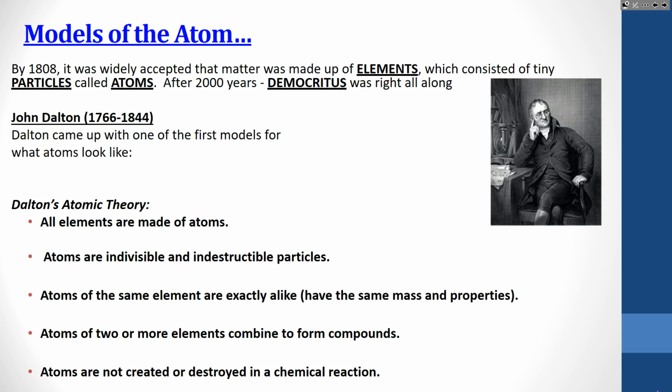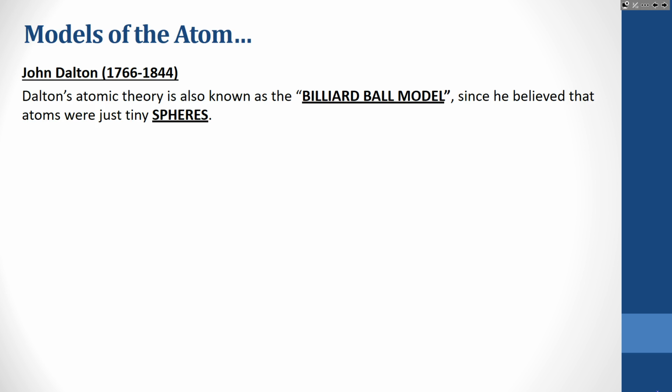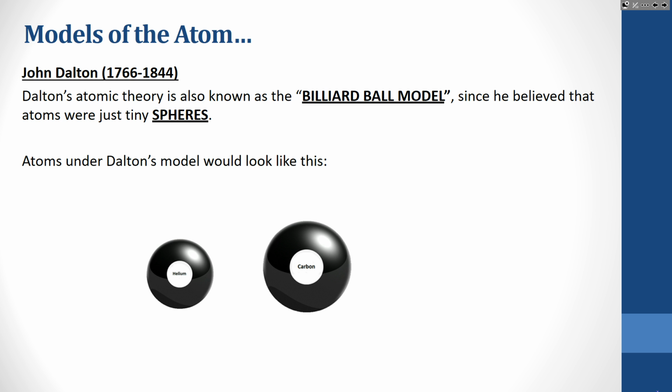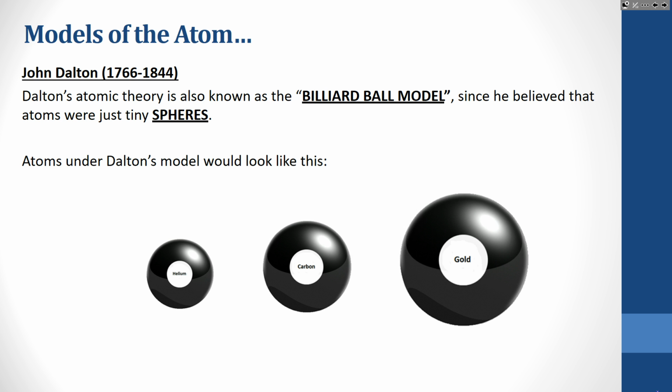And Dalton imagined that they looked something like this. He imagined that they were basically like a billiard ball, like a pool ball. If you went and shot pool at the pool hall, that's what they would look like. But the difference is they are different sizes because they have different masses. So he basically just imagined them all to be solid spheres, solid balls. And honestly, most often when we draw atoms, we just draw little circles. And that's using basically Dalton's model.